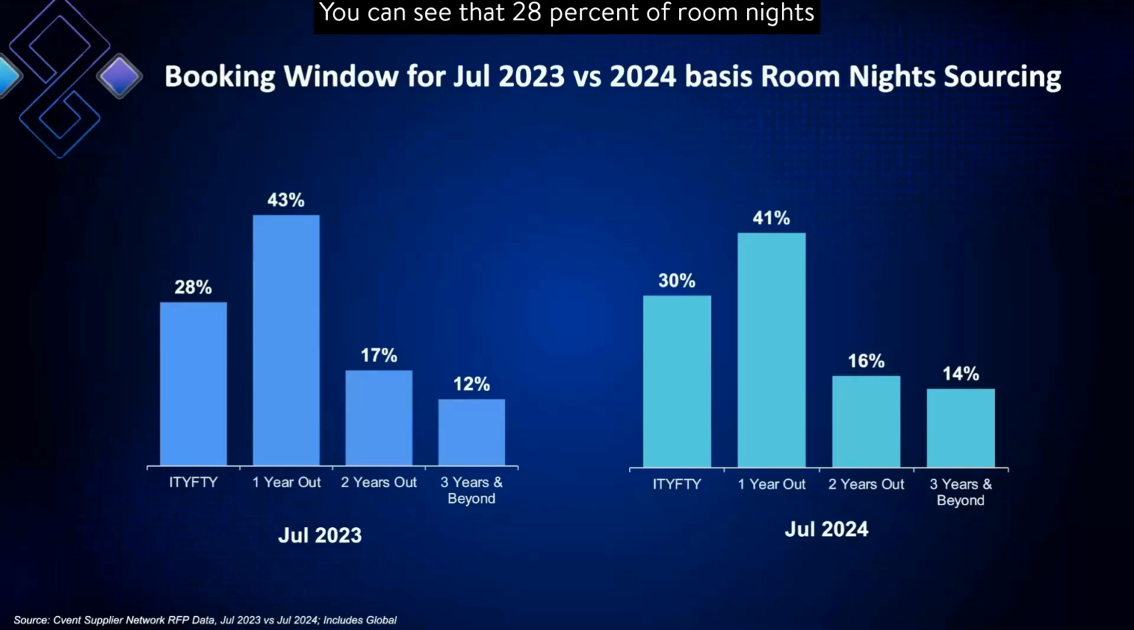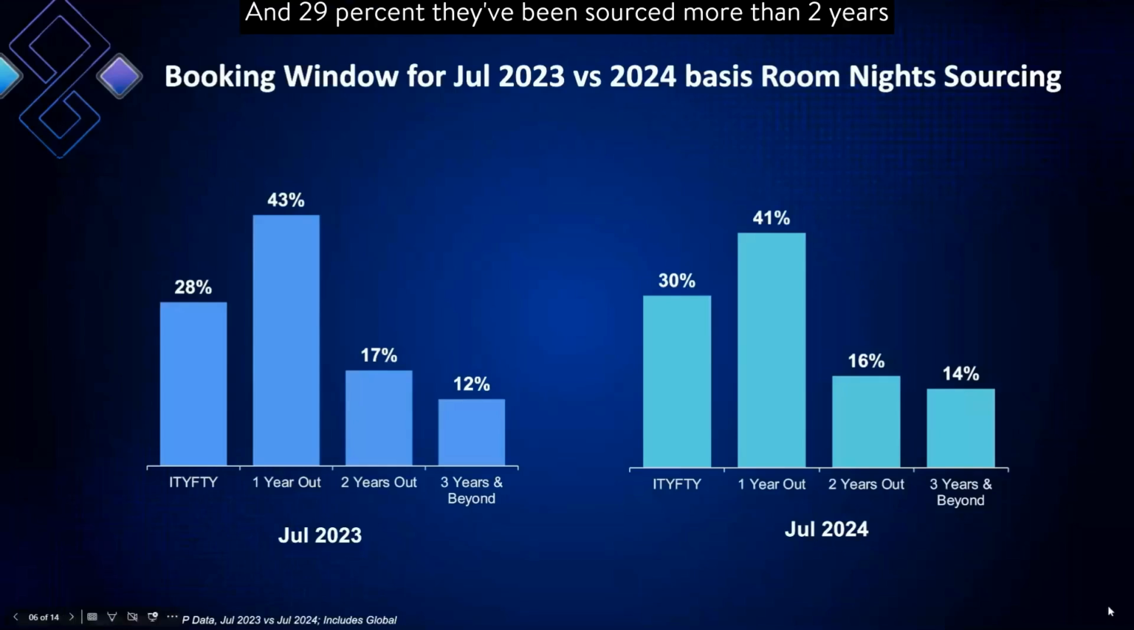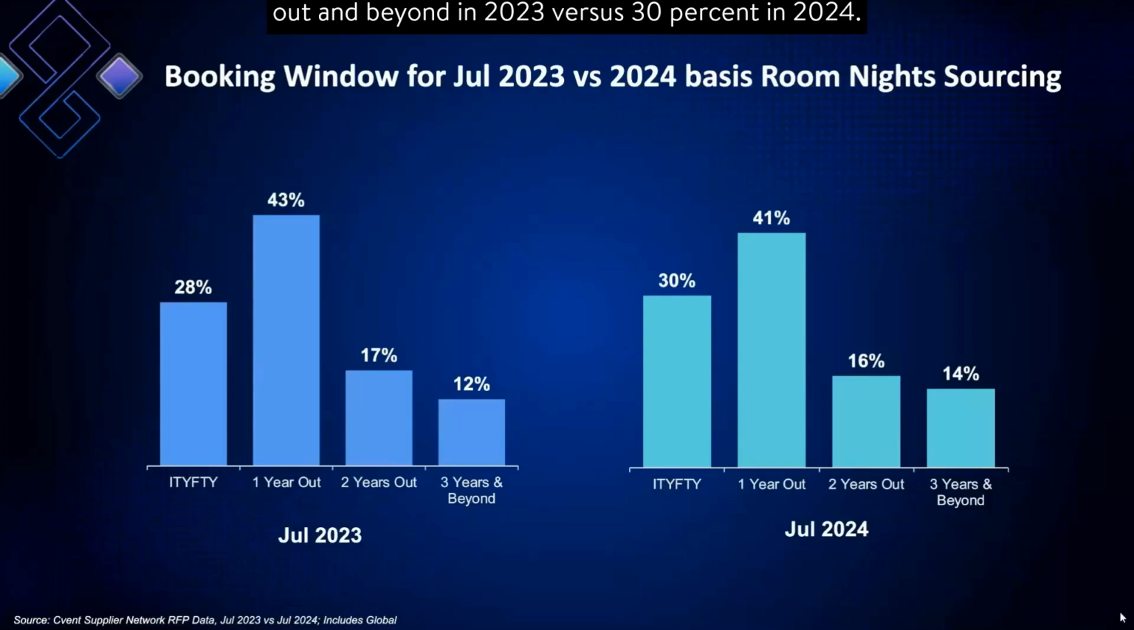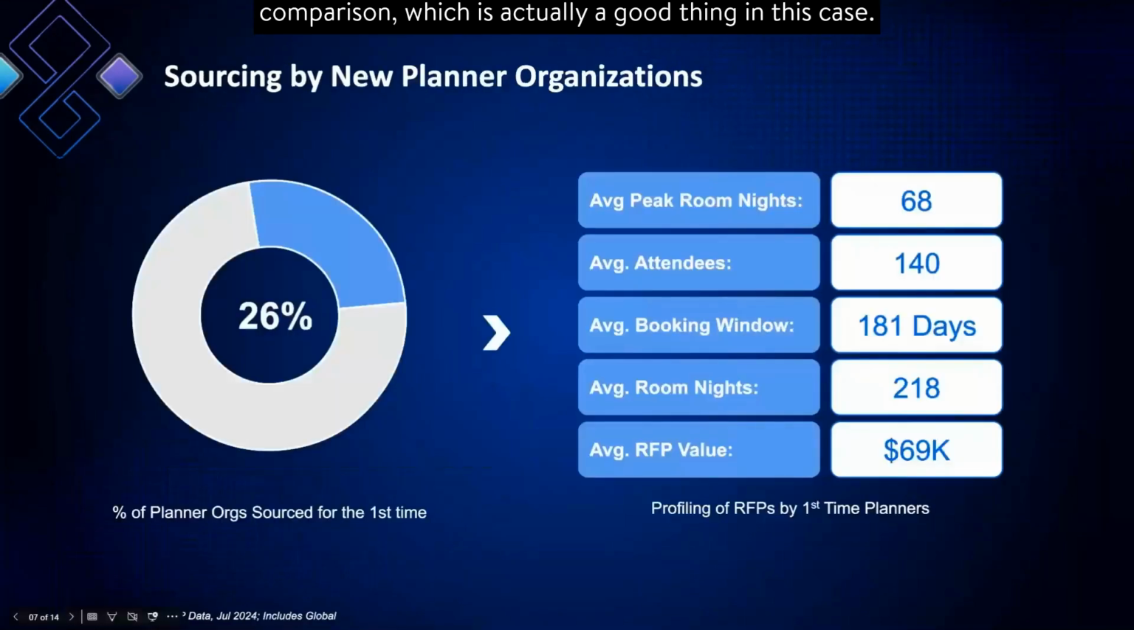You can see that 28% of room nights were sourced in the year for the year in July 2023 versus 30% in July 2024. 43% were sourced between 12 to 24 months out in July 2023 versus 41% in 2024. And 29% were sourced more than 2 years out in 2023 versus 30% in 2024. So very similar year over year, which is actually a good thing in this case.